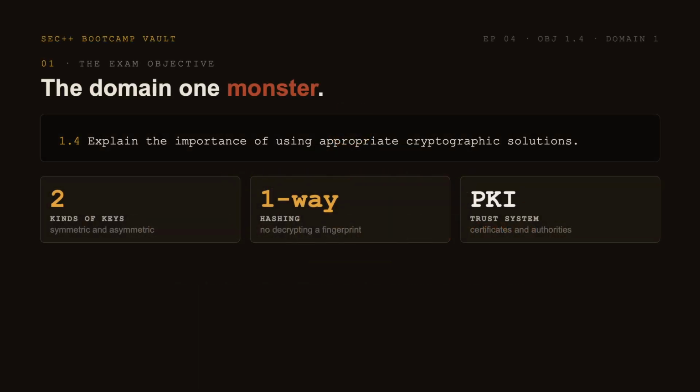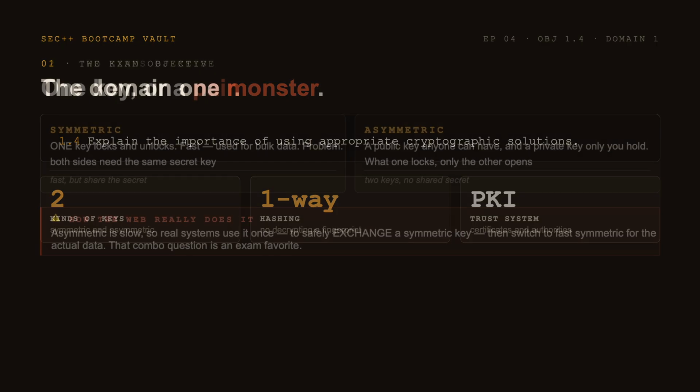Let us go. Objective 1.4 says, explain the importance of using appropriate cryptographic solutions. The word appropriate is the key. The exam gives you a job, protect a laptop, protect a password, prove who sent a file, and you pick the right tool. There are only three families of tools: encryption, which scrambles, hashing, which fingerprints, and signatures plus certificates, which prove identity. Everything in this episode is one of those three.